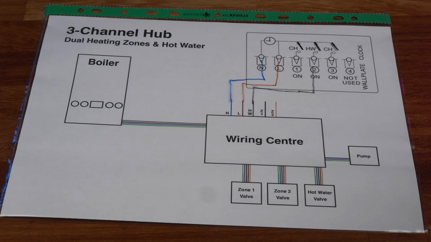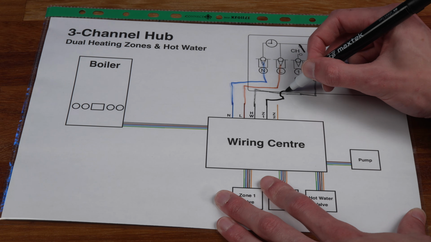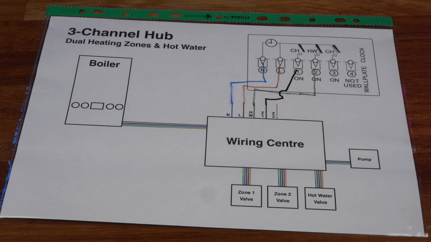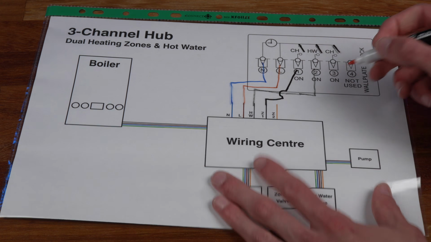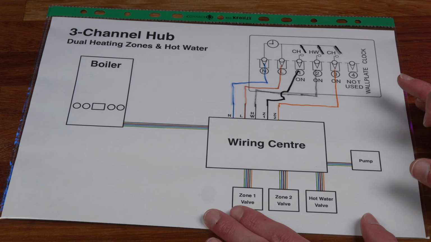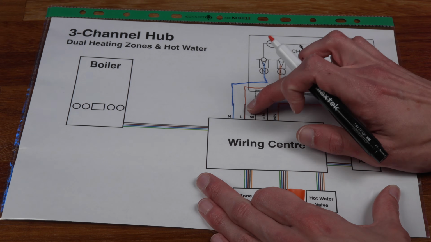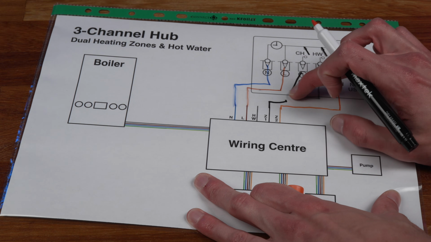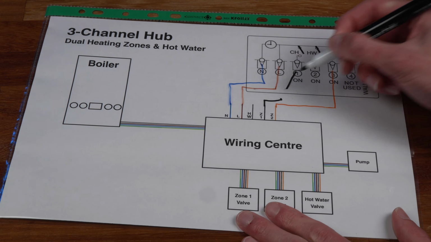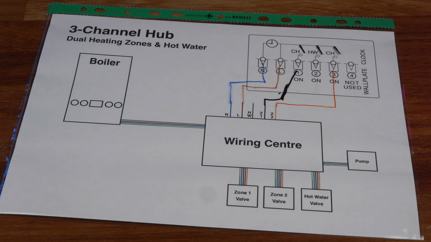Then for Zone 1's heating, we're going to connect the Zone 1 heating coil into terminal 1 on the Wiser hub, and then for Zone 2, we're going to connect the Zone 2 switch line on the wiring centre to terminal 3 on the Wiser hub, like that. Or if you had a system like mine that didn't have a hot water cylinder, you just simply wouldn't connect the hot water at all. You would just have your 2 heating zones connected like that, and no hot water connection at all.